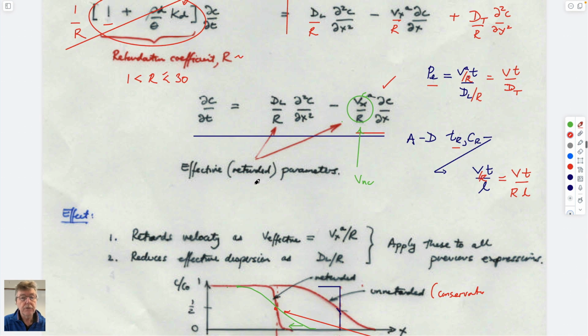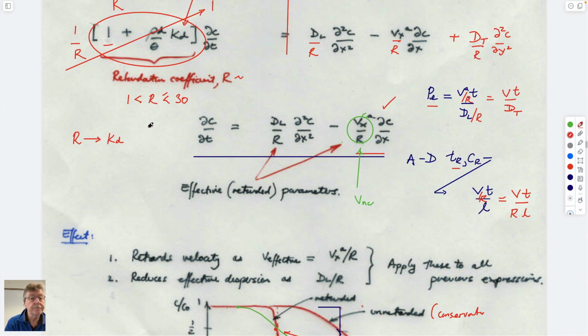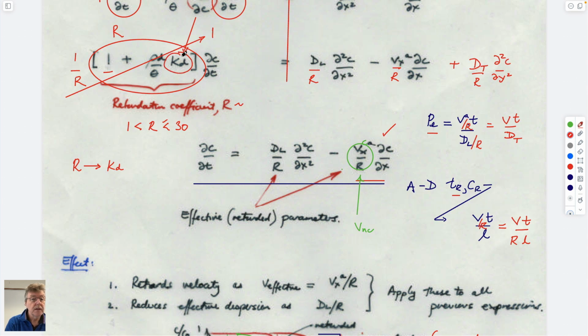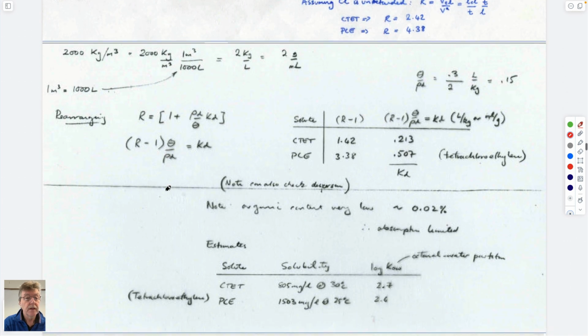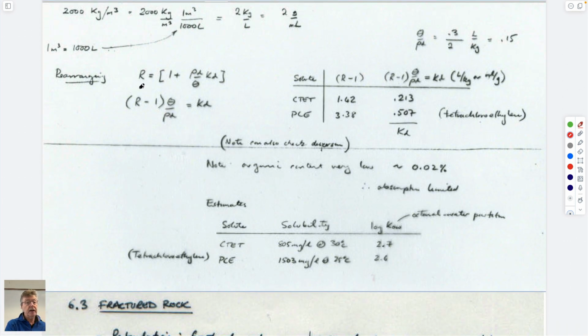We could also, if we wanted to, convert the magnitude of the retardation coefficient into a material property, which we decided was the distribution coefficient, which is here. And so if we know what the value of R is, which is this circled term, we could solve for the value of KD because we know pretty closely what the bulk density and the porosity are. And so that's all that's being done here. If we take our definition of retardation coefficient and rearrange it in terms of distribution coefficient, we get this.